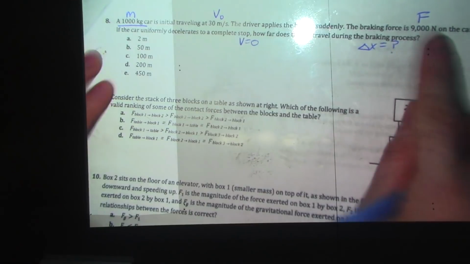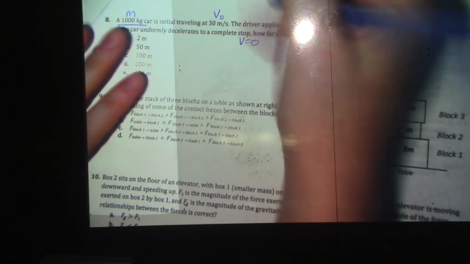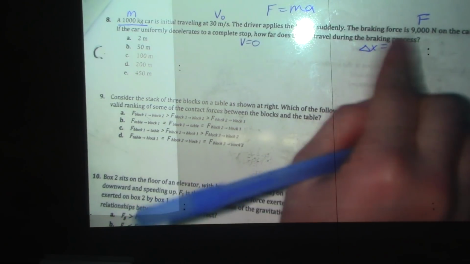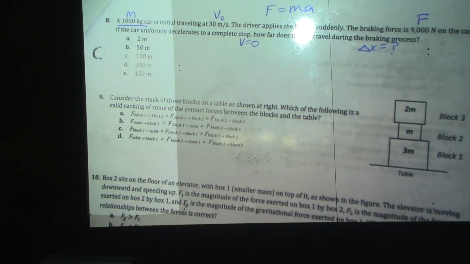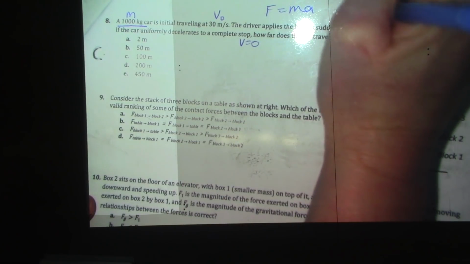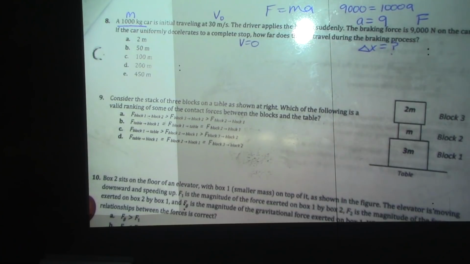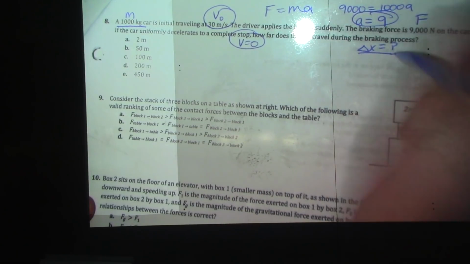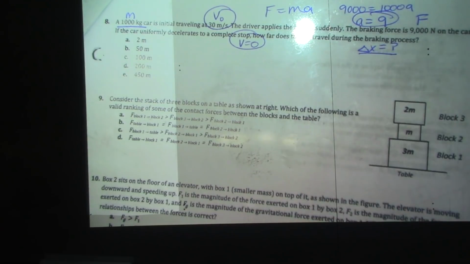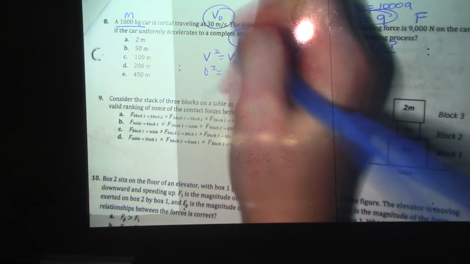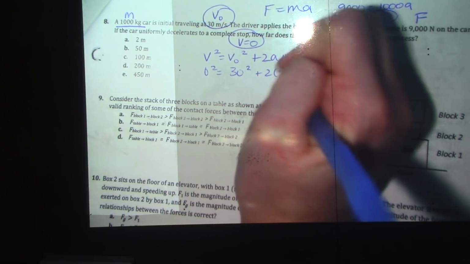But if I have m and force, then I can use F equals ma. Now, F is your net force. I'm assuming right now that that is the net force on the car, the braking force. So we can plug in 900 equals 1,000 a, so that gives me my acceleration is 0.9. And now I know v naught, I know v, I know a, and I'm looking for delta x. So nothing about time here, so that's the third equation, v squared equals v naught squared plus 2a delta x. 0 squared equals v naught squared plus 2 times 0.9 delta x.